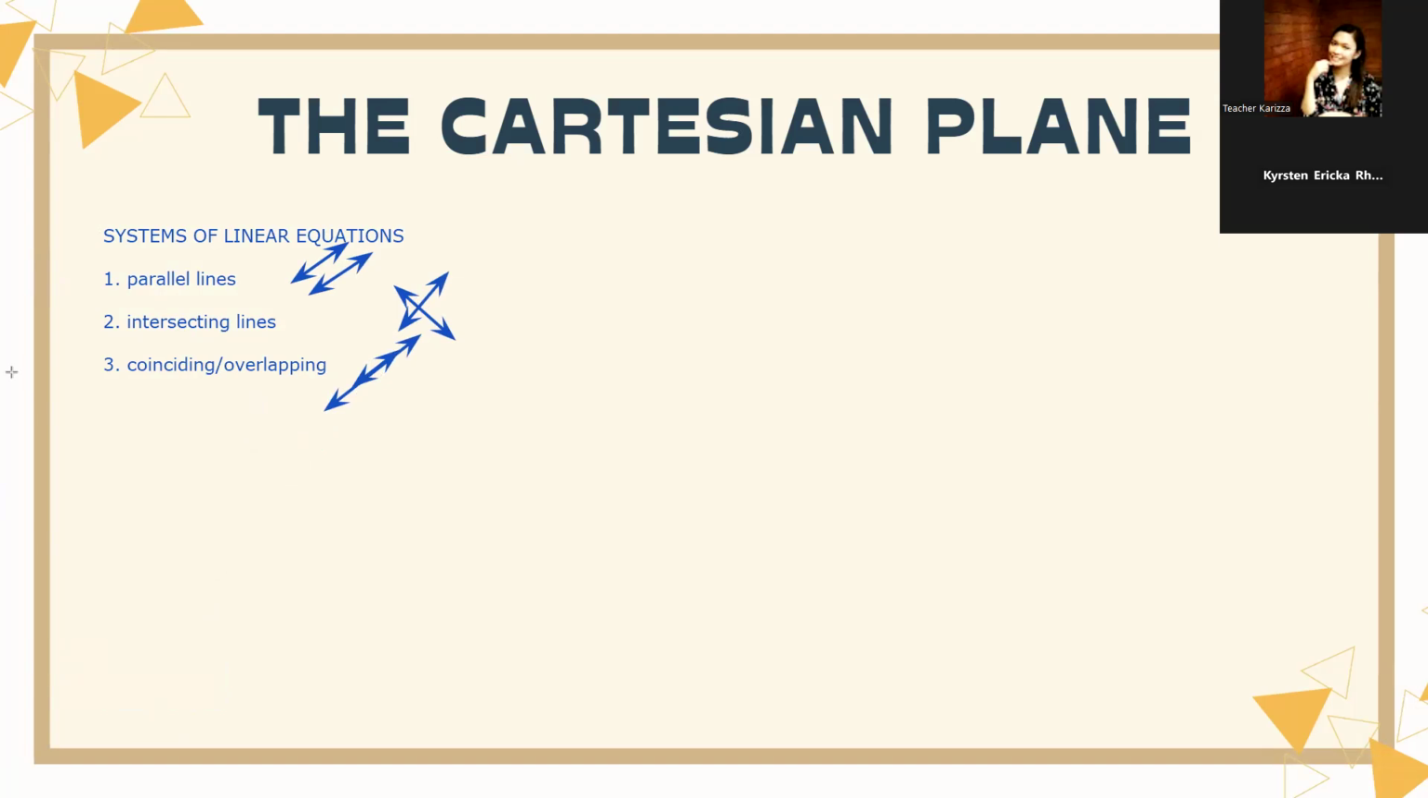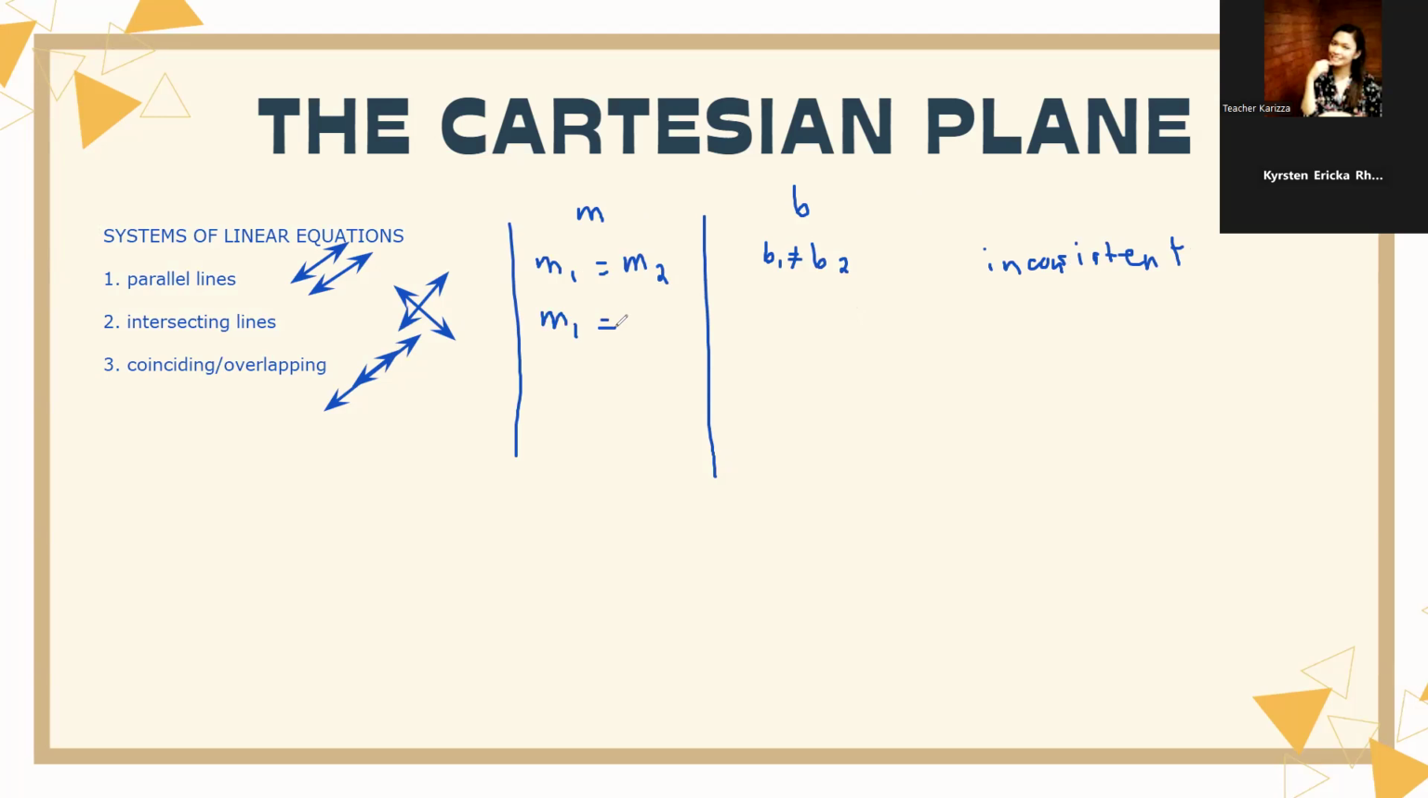Okay? So going back, you have to look at 2 things. You have to look at the slope, and then you have to look at the y-intercept. So for parallel lines, your slopes are equal, but your y-intercepts are not. This is also referred to as inconsistent type of system. For intersecting, your slopes are not the same, but they have common points.